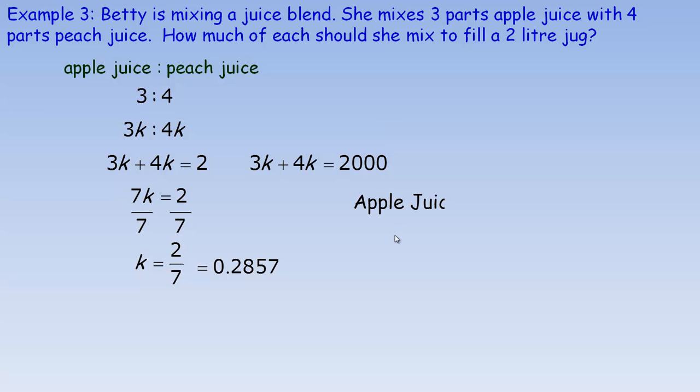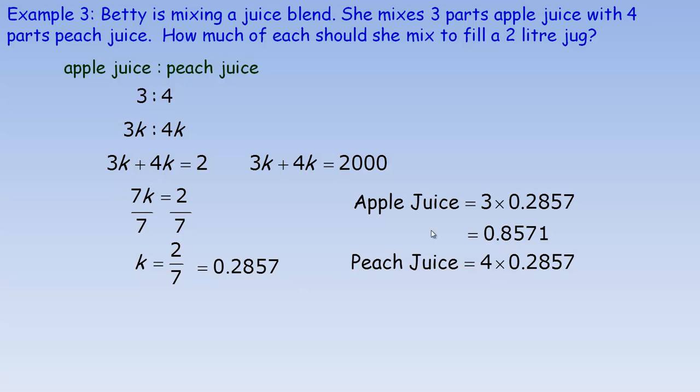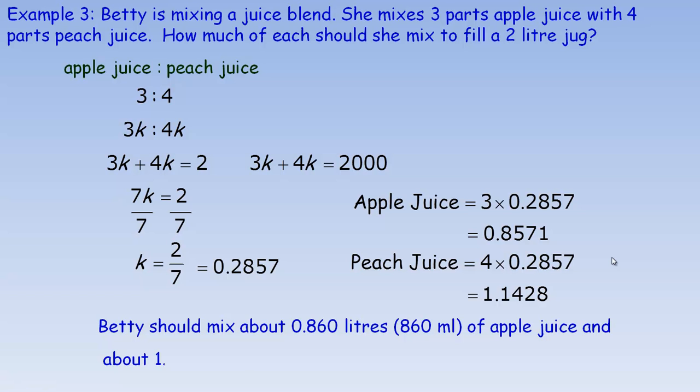And so my apple juice, I do 3 times that. So the apple juice amount is 0.8571 liters. And the peach juice, we would multiply this number by 4 because the peach was the 4 number in the ratio, which is 1.1428. And so Betty should mix, so I'll put my answer statement down here and then talk about it for a moment.